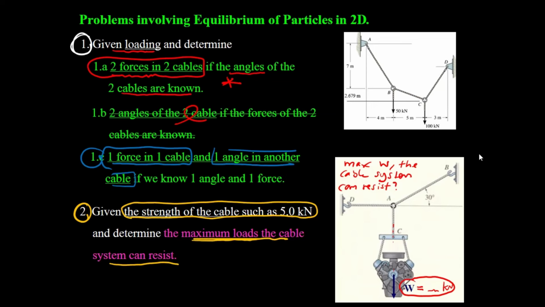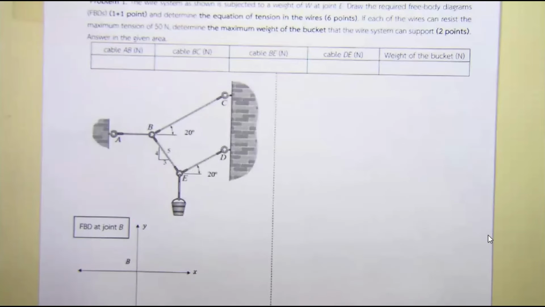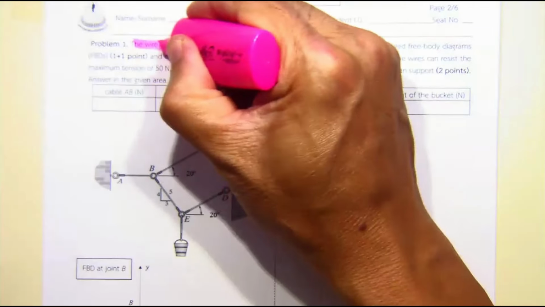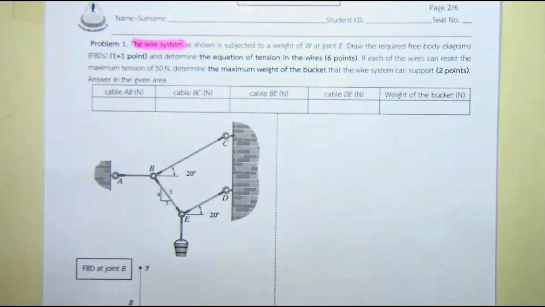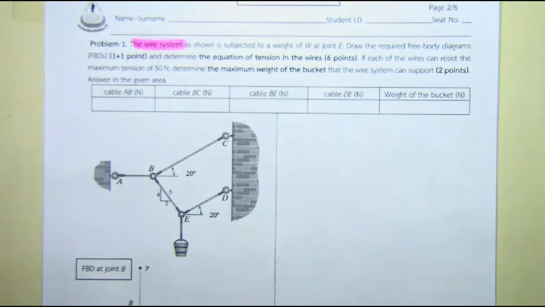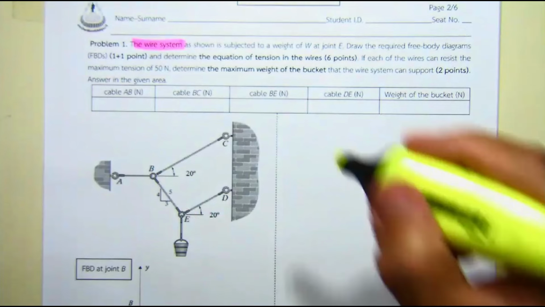Anyway, let me take you to the real midterm examination over here. This is the real thing, okay? Read the problem slowly and carefully, trying to understand it. For this one, we have the wire system. Ajahn didn't call it a cable, but changed it to wire. It's the same thing. Then there are 1, 2, 3, 4, 5 of them, and this is the weight W at the joint E.